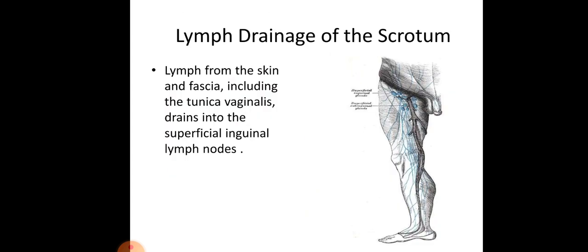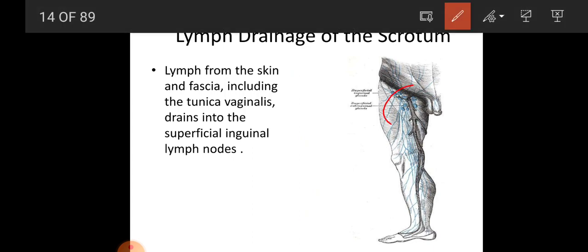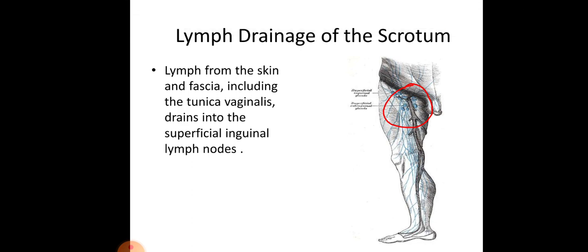Lymphatic drainage of the scrotum drains into the superficial inguinal group of lymph nodes. And these lymph nodes are demarcated in the image. These are the superficial inguinal lymph nodes in the femoral triangle.